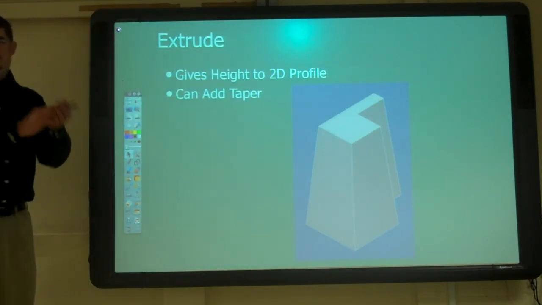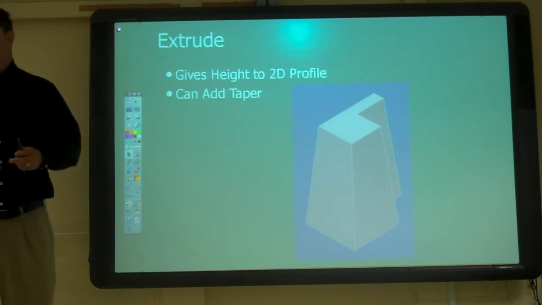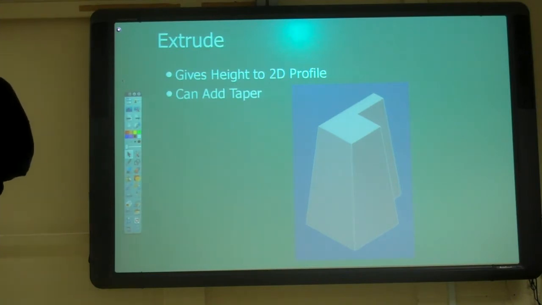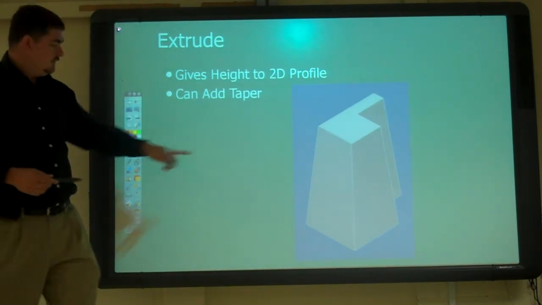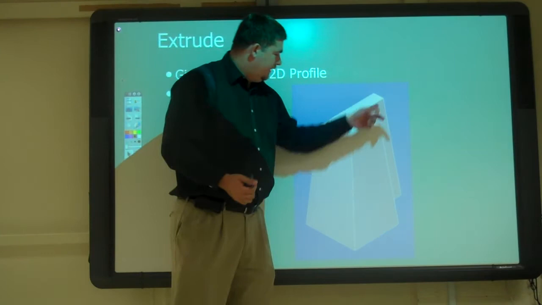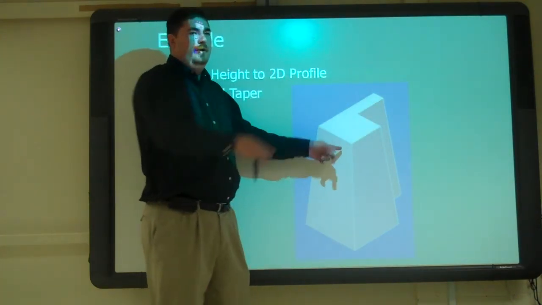There's the main tab, and then there's another little tab. You can add a taper to it. So what's a taper? Where it narrows down. Yeah, it gets smaller or bigger from your sketch. So like this part, I did this little L shape, and I extruded and added some taper, so it got smaller as it went up to the top.